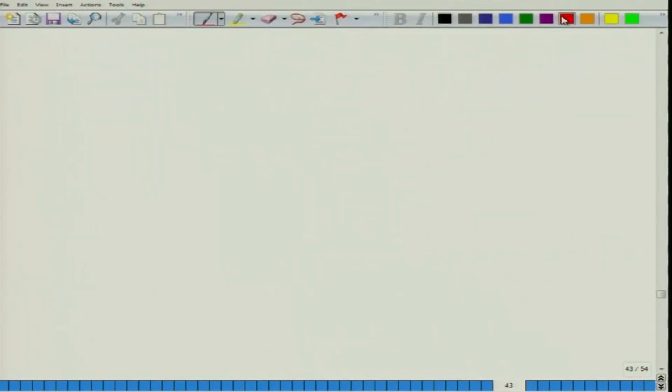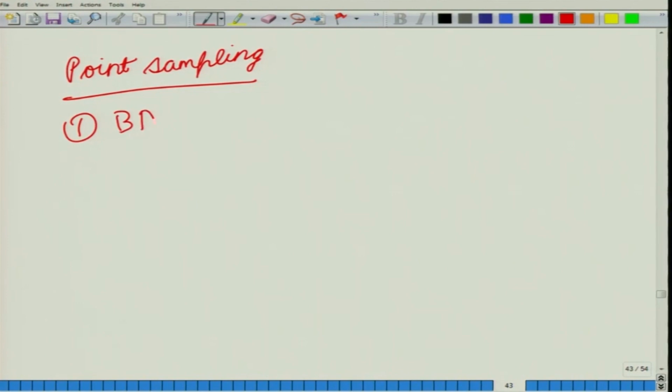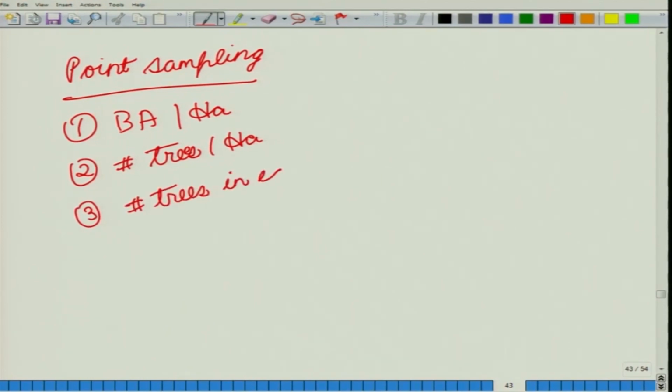So, with point sampling we have been able to calculate one, the basal area per hectare of your stand, two, the number of trees per hectare in your stand, and three, the number of trees in each diameter class in your stand per hectare. So, in today's class we saw how point sampling can be used to calculate these three values, and we shall look into it in further detail in the next class. Thank you for your attention. Jai Hind.